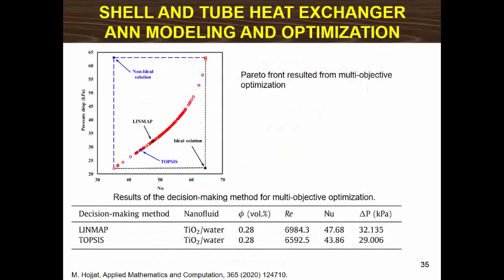Here the Pareto front of the multi-objective optimization is illustrated. The final solutions adopted from the points on the Pareto fronts by two decision-making methods are given in the table. The Nusselt number of the optimal solution is about 30% greater than the base fluid, and the pressure drop of the optimal solution is about 10% lower than the base fluid.